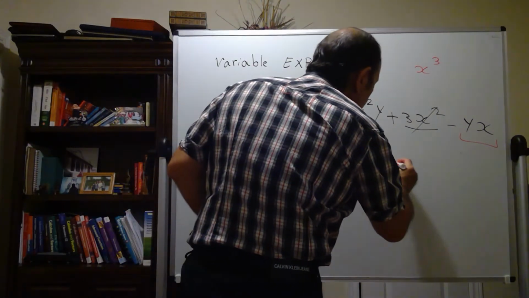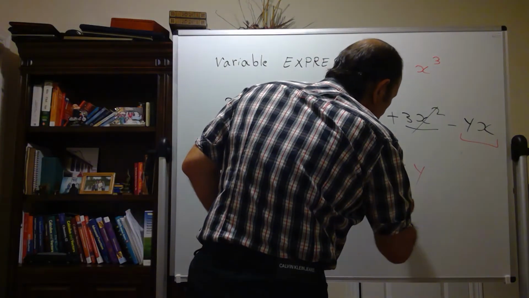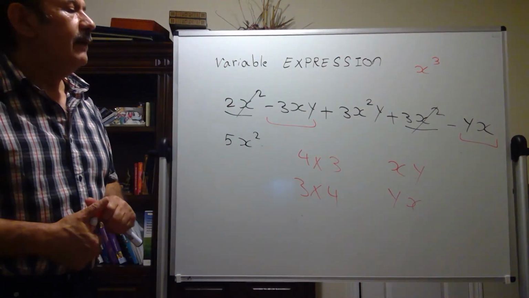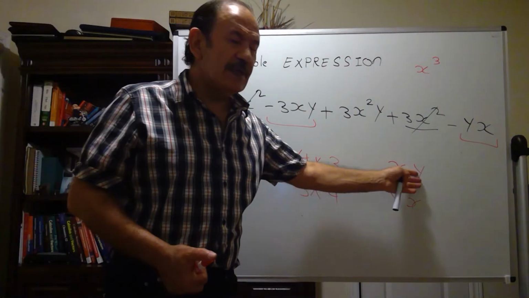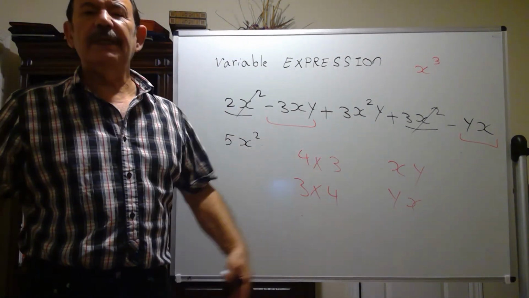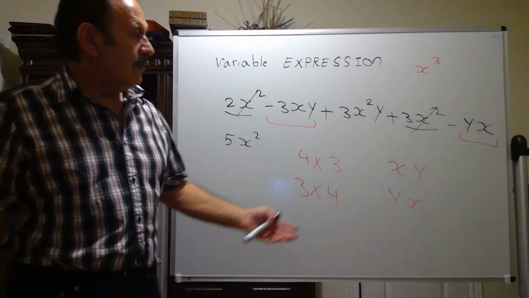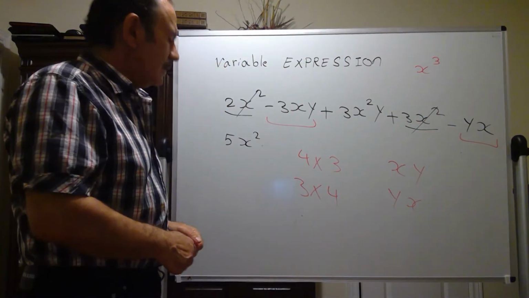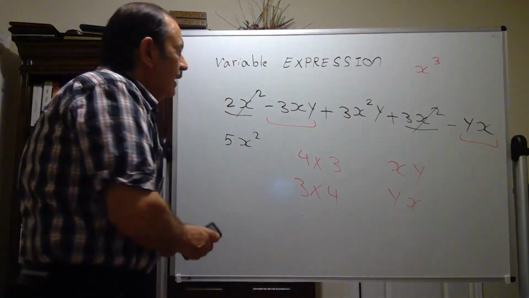xy and yx, again, they are the same. In multiplication, if we change the order, the whole term doesn't change. Okay? So xy and yx are like terms. So we can simplify these two as well.